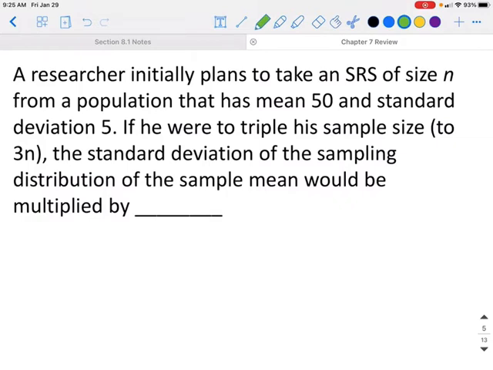A researcher initially plans to find a simple random sample of size n from a population that has a mean of 50 and a standard deviation of 5. If he were to triple his sample size to 3n, the standard deviation of the sampling distribution of the sample mean would be multiplied by what? When you are finding the standard deviation, it is the square root of 1 over the sample size. Since this is 3n, we would need to multiply our standard deviation by the square root of 1 over 3.